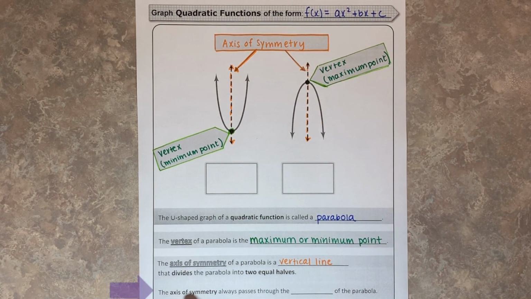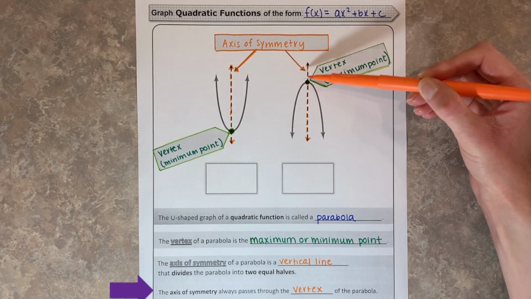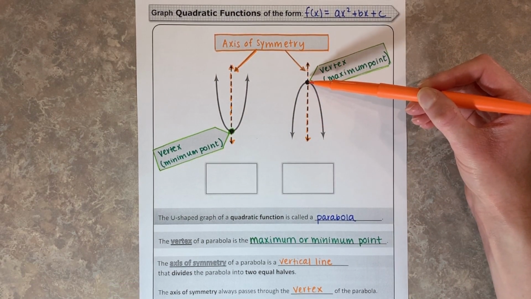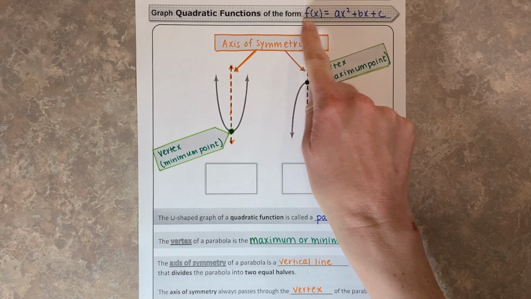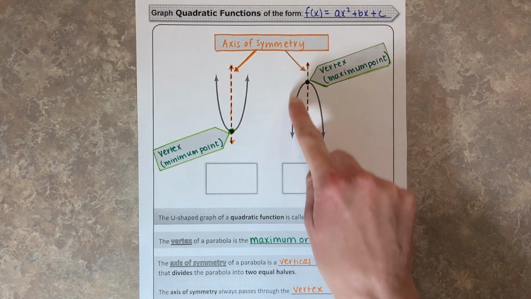Notice also the axis of symmetry always passes through the vertex of the parabola. We can see this axis of symmetry passes through the vertex right here, and this axis of symmetry passes through the vertex right here. Now notice when we're graphing quadratic functions, the parabolas can either open up or open down.